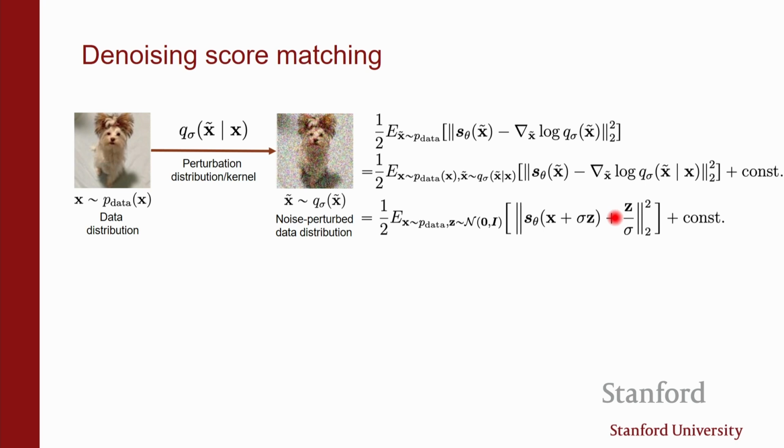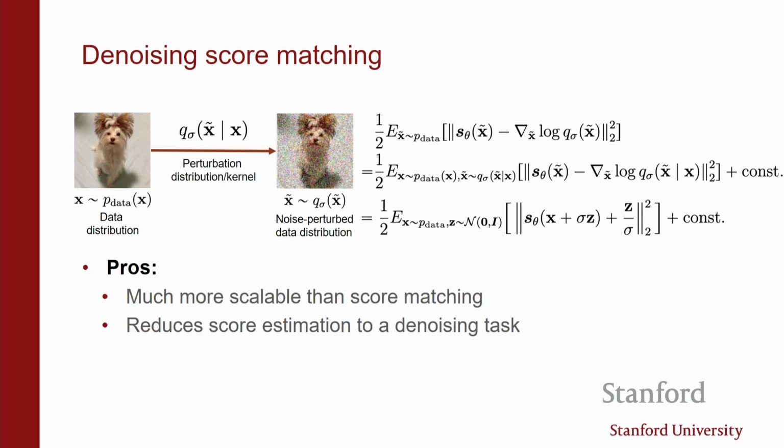And so there's this equivalence between learning the score of the noise-perturbed data density and performing denoising. And as you see, this is much more efficient because we no longer have to deal with traces of Jacobians. It's a loss that you can efficiently optimize as a function of theta. And so the pro is, it's much more scalable. It has this intuitive correspondence to denoising, meaning that architectures that work well for denoising are probably going to work well for this kind of score estimation task.